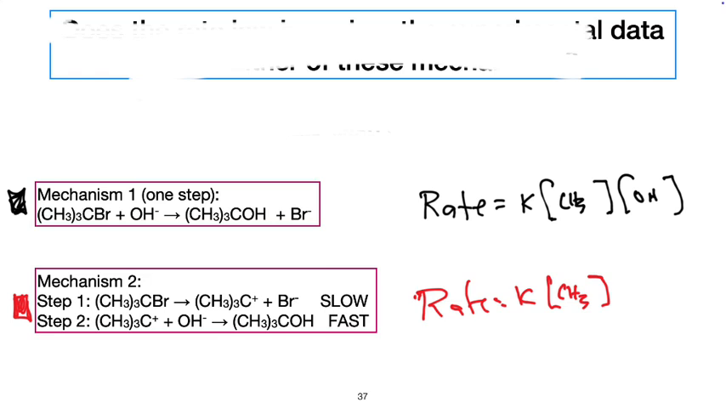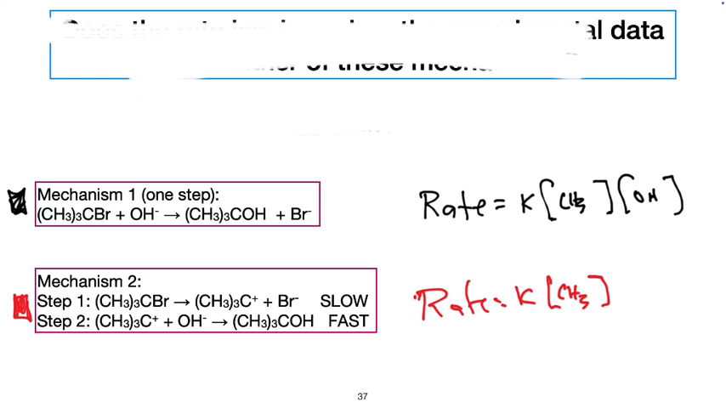So for mechanism 2, yeah. Is the hydroxide involved in the slow step? No. So I don't care necessarily about the CH3 breaking apart and the hydroxide not doing anything in that step, because the hydroxide isn't doing anything, period. So talking about the bond formation with the hydroxide is irrelevant.